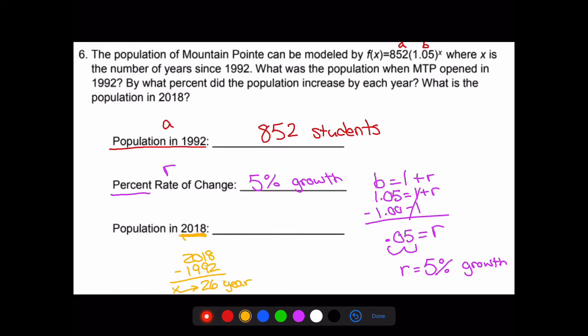We have 852 times 1.05 raised to the 26th power. That will give us 3,029 students. Now I'm going to round to the nearest whole number because I can't have 0.5 of a student. So we just round to the nearest whole number. So 3,029 students after 26 years, which is quite an increase in the amount of students at the school.